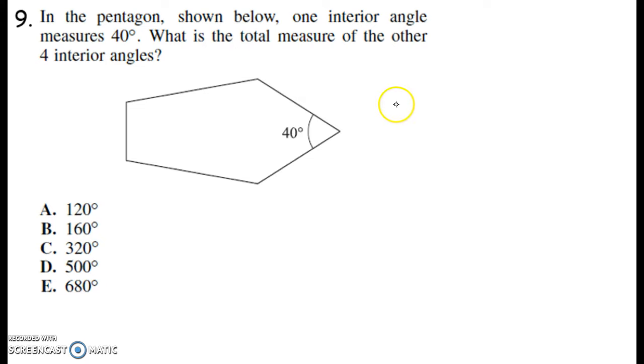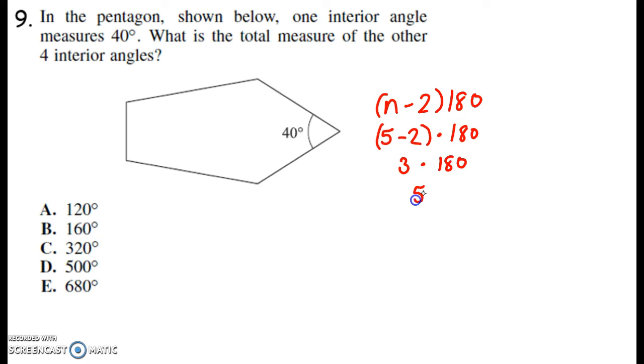Well, you have to remember that in a pentagon, if we use the formula n minus 2 times 180, we have 5 sides. When I subtract 2, that is a total of 3, and then we are multiplying that number by 180 degrees, or 540 degrees in any given pentagon. So I know that I have 540 degrees. It also tells me that one of the angles is 40 degrees. So if I subtract that off, I have 500 degrees left to share between 1, 2, 3, and 4 angles. So the answer here is letter choice D.